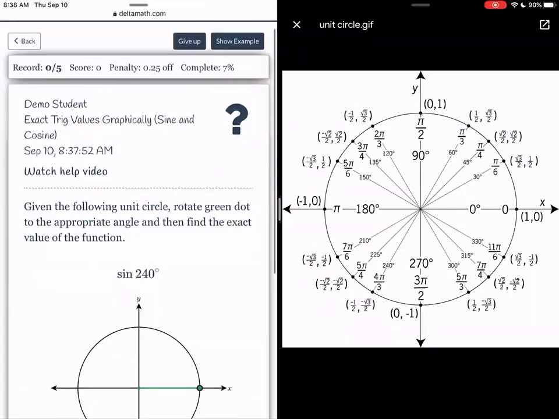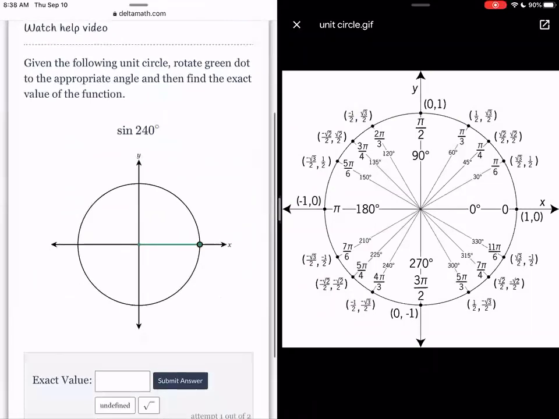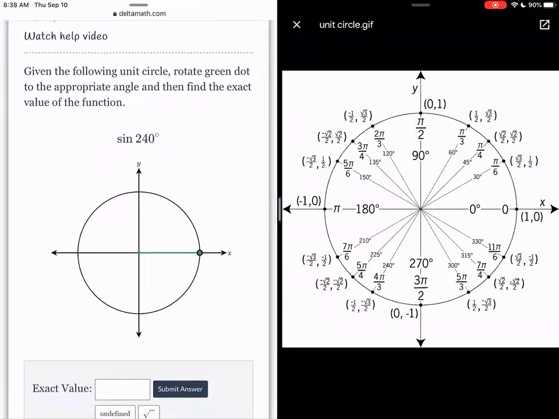Okay, so given the following unit circle, rotate green dot to the appropriate angle and then find the exact value of the function. So they give us sine of 240 degrees. So what I'm gonna do is on the unit circle, I'm like, oh, where's 240 degrees? And then I take my green dot, which is over here, and I just drag it there. So 240 degrees looks like there. Okay.